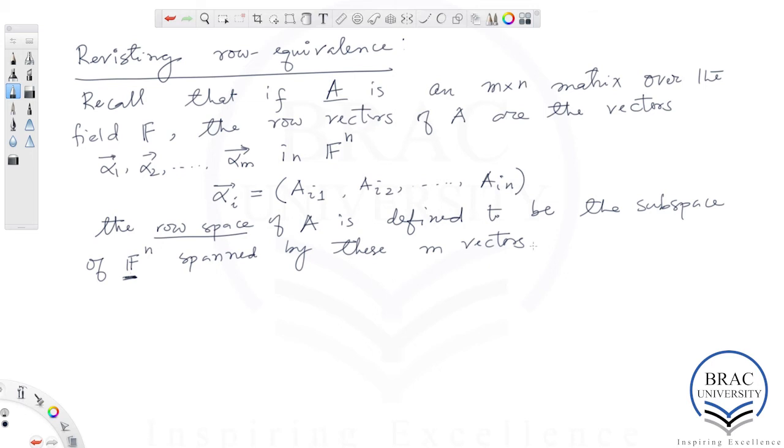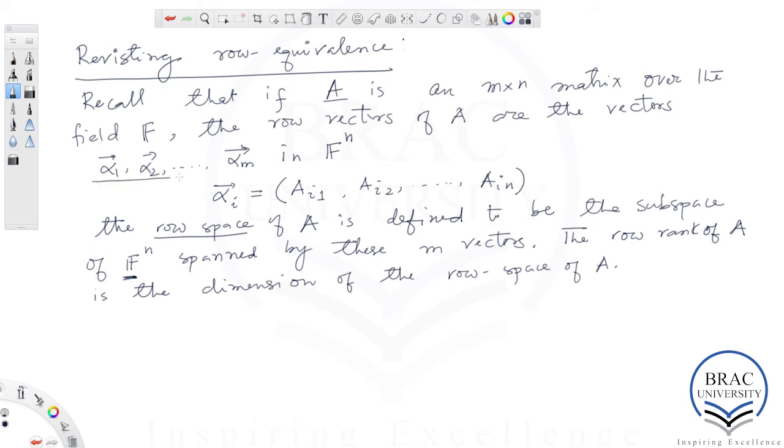So let me write it. The row rank of the m times n matrix A is the dimension of the row space of A, which is the subspace spanned by these m vectors.